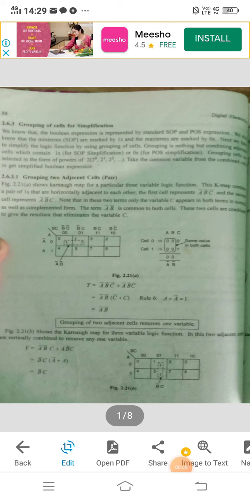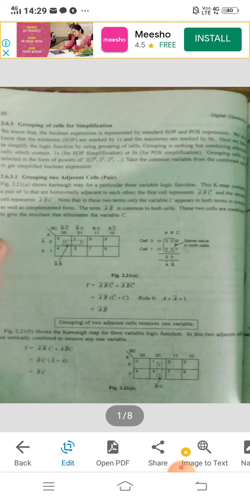Good afternoon, everyone. In today's class of discrete mathematics, I will discuss the continuing topic K-map. Today, I will discuss grouping of cells for simplification in K-map, how to group cells.